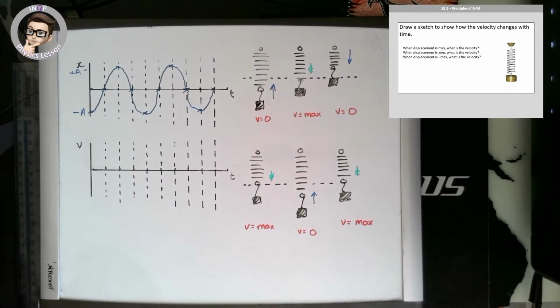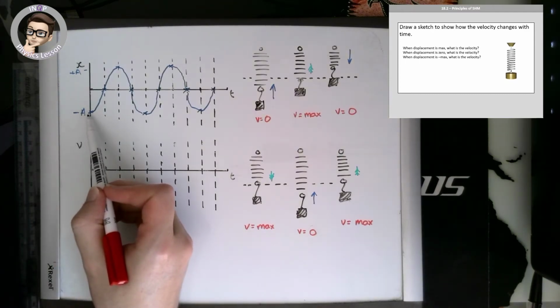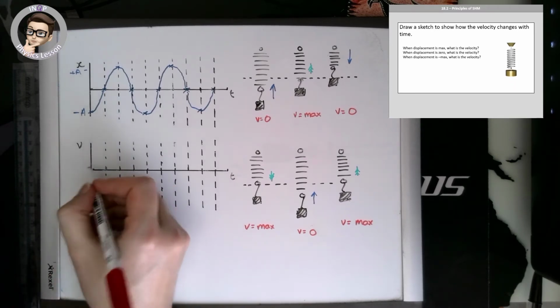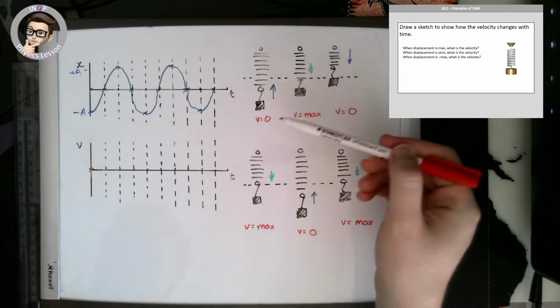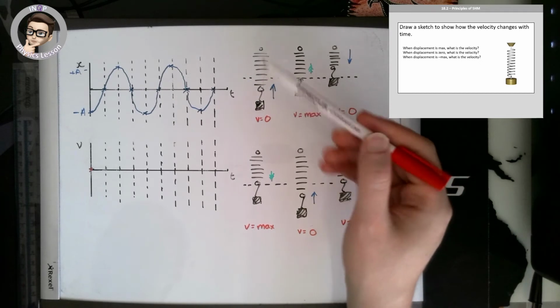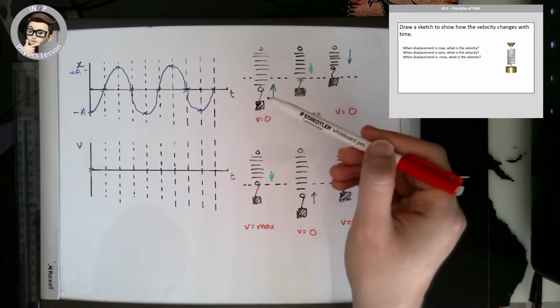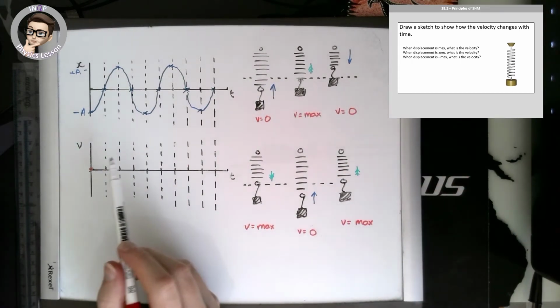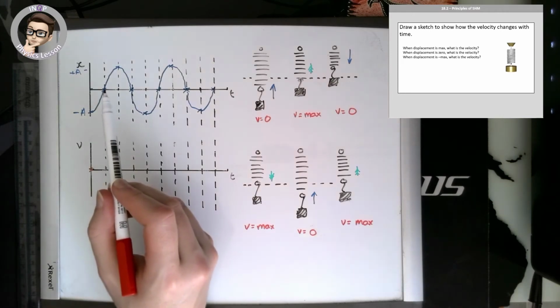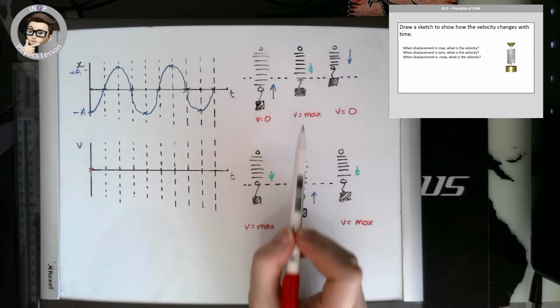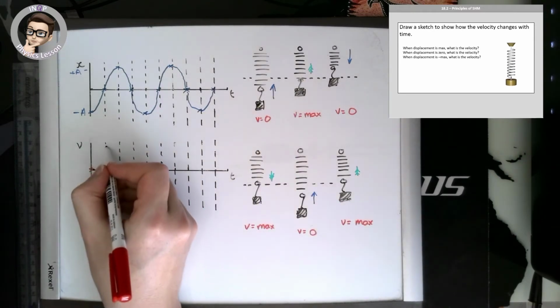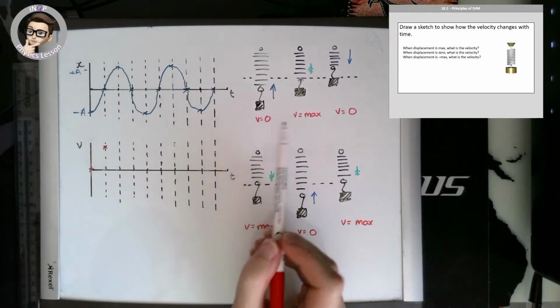So let's draw this on, and we'll draw it in red. So when we're at negative displacement, negative amplitude, our velocity is going to be 0. Because at that point we are turning around, so therefore there's a resultant force acting upwards, which means we've got an acceleration in the opposite direction, so we're going to have a 0 velocity at the turning point. So we're then going to come through 0. So we're going from negative to positive, so that's going from this way. So we're going to have a maximum velocity. So we'll go up here for a maximum velocity.